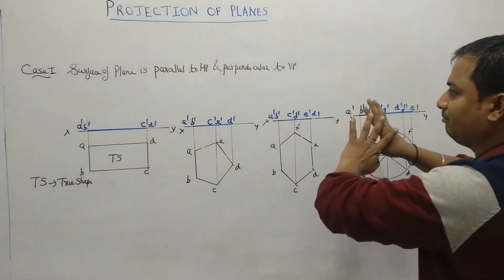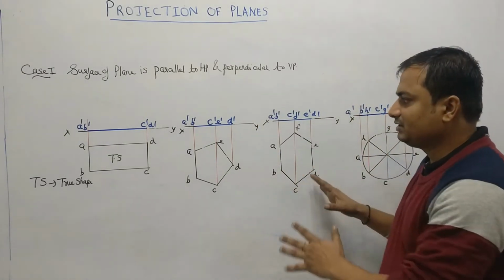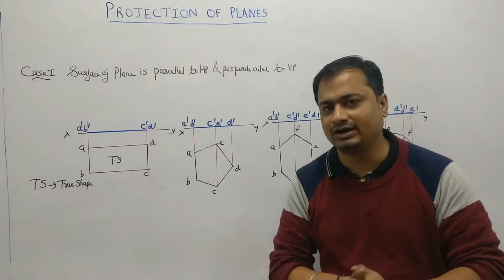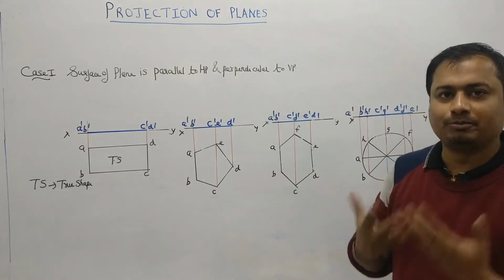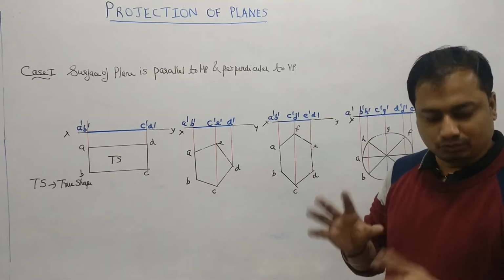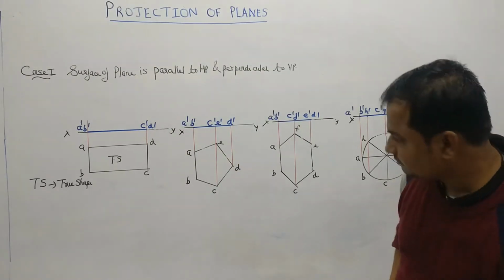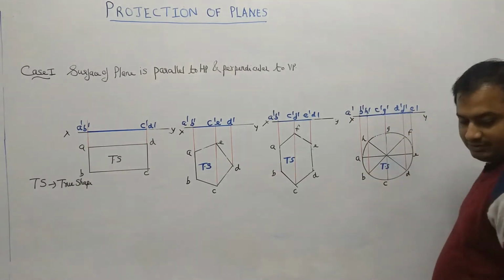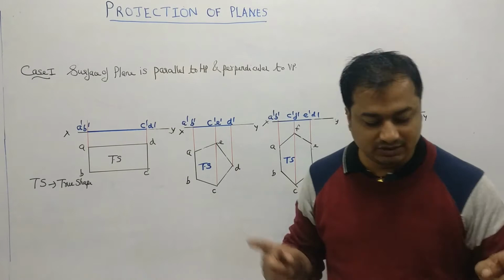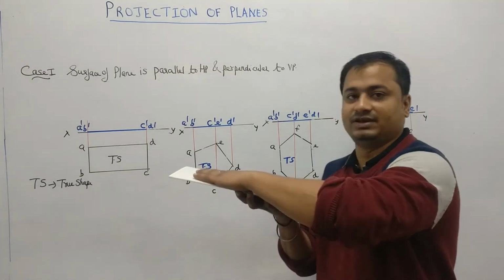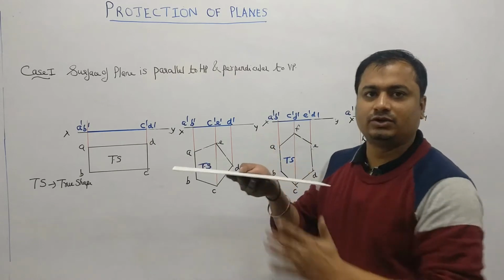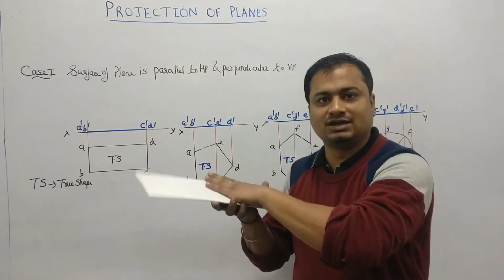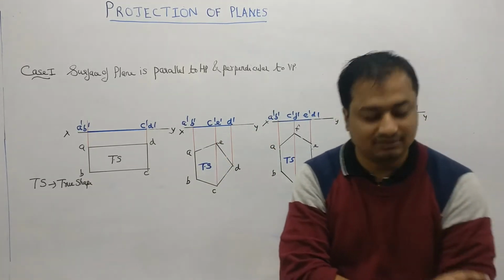Now this is a plane parallel to HP. So these are the projections of different planes I have taken: rectangle, pentagon, hexagon, circle. You can take a triangle, a semicircle, any plane figure. What we have obtained is that the top view will be the true shape. As you can see, all these are true shapes. The top view will be the true shape of the plane figure, and the front view will be a line. That line is actually the surface, which looks like a line from the front view. So the top view is the true shape and the front view is a line.